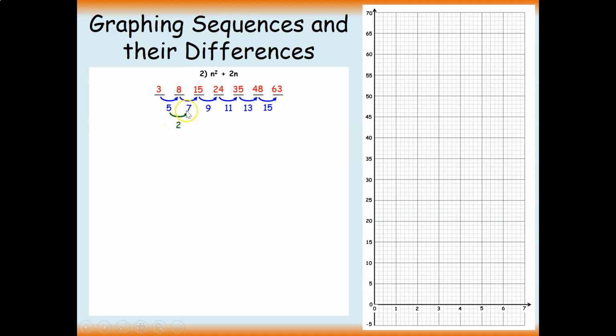5 plus 2 is 7. Plus 2 is 9. Plus 2 is 11. Plus 2 is 13. Plus 2 is 15. As you can see, the second differences are equal. Now, let's plot the points.